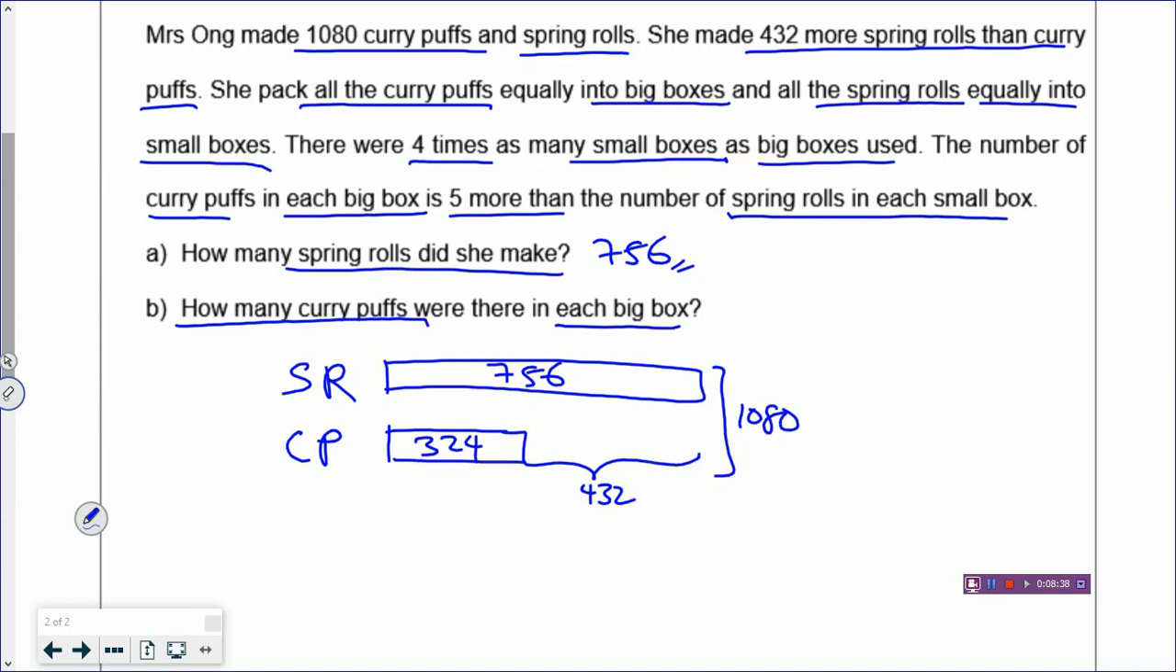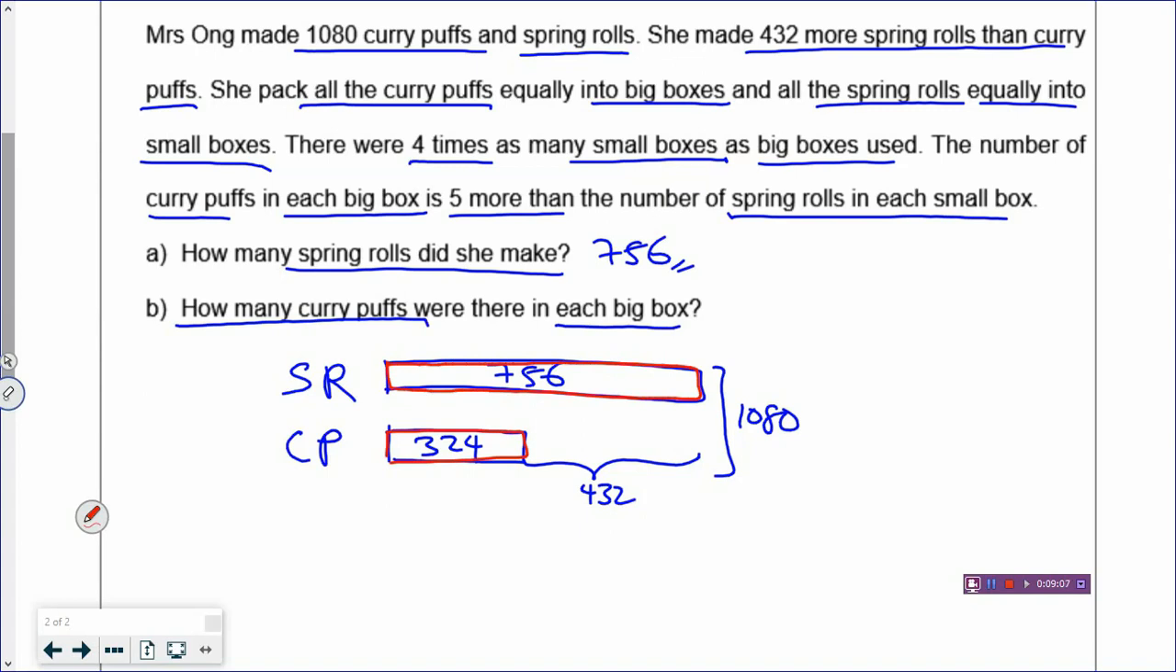So how many curry puffs were there in one big box? Okay, now, same thing. You look at the question. She packed all the curry puffs into big boxes. So this whole rectangle, which represents all the curry puffs, also represents all the big boxes. And then she packed all the spring rolls into small boxes, right? So this rectangle represents all the spring rolls, and it also represents all the small boxes.